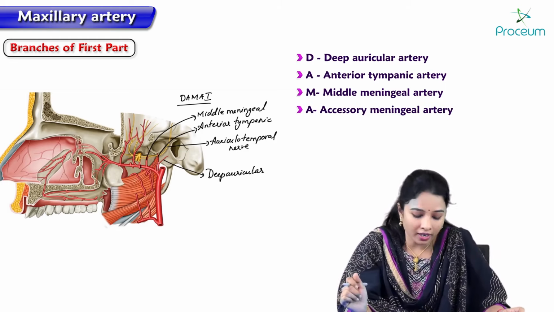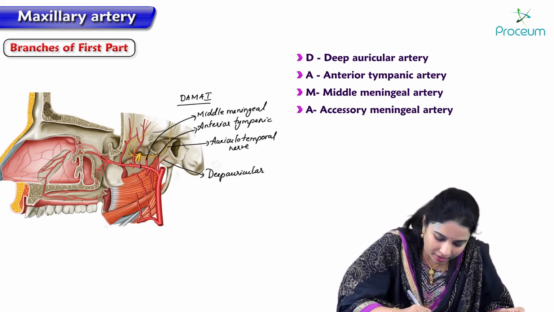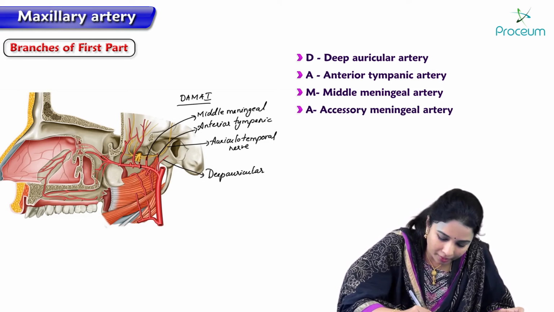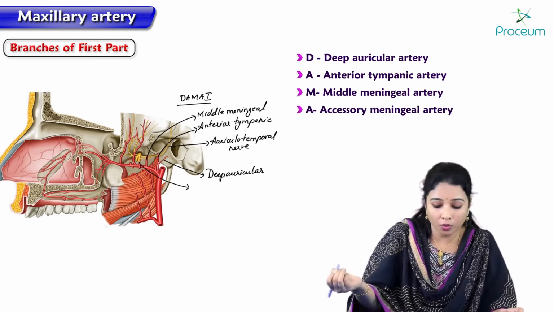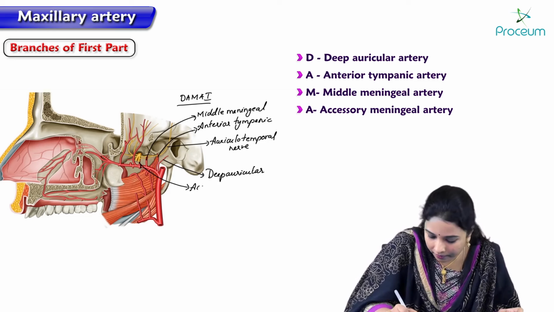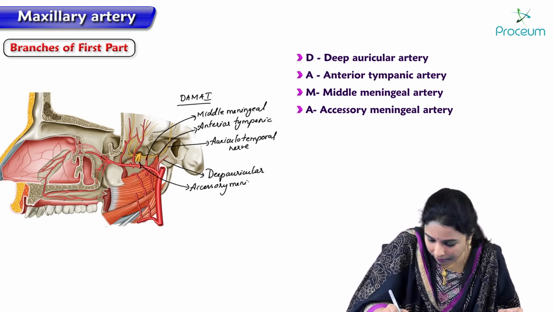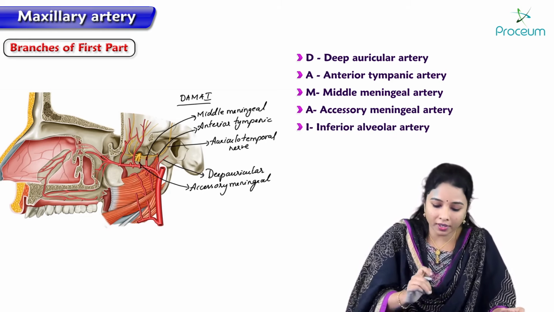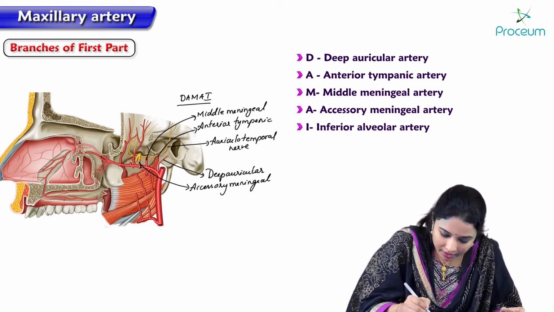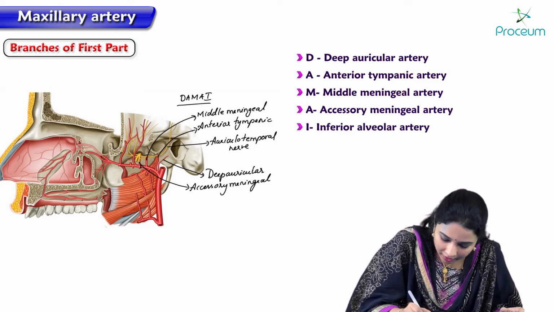Accessory meningeal artery. Next is the accessory meningeal, which is along with the mandibular nerve, and it enters the cranial cavity through foramen ovale. Last is the inferior alveolar artery. I stands for inferior alveolar artery, which is downward directed.